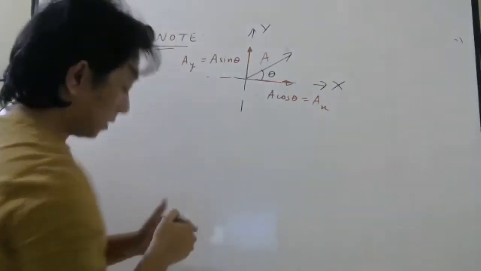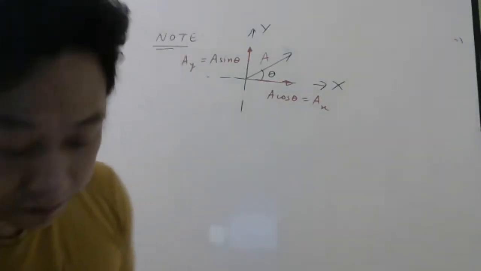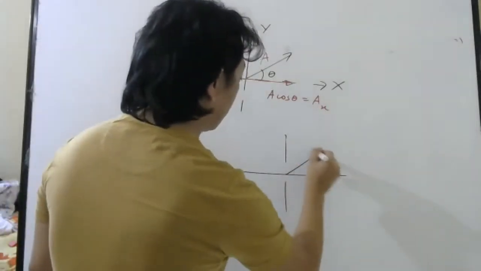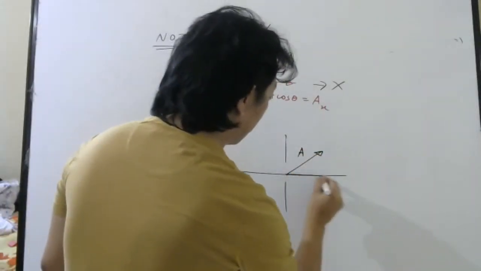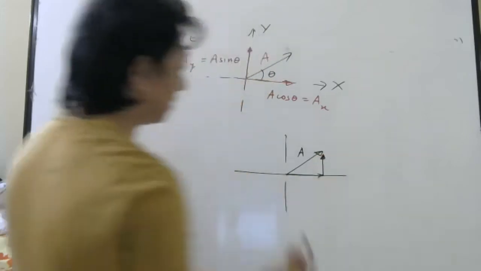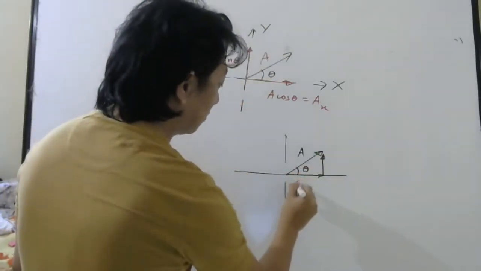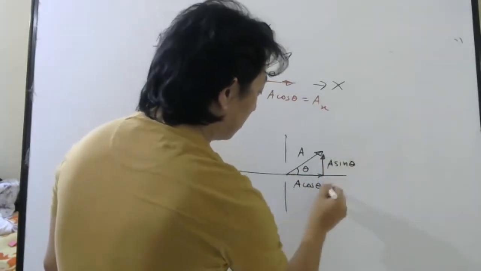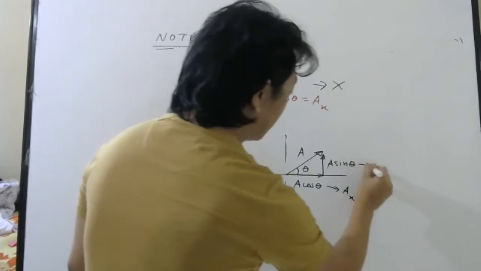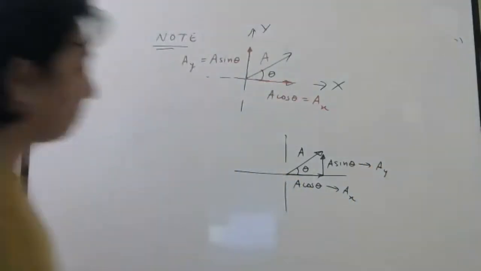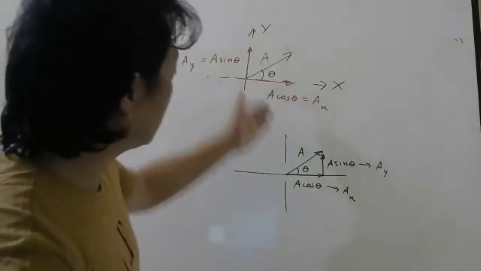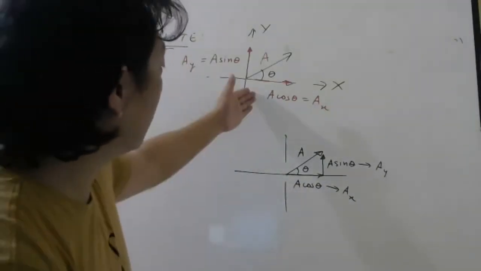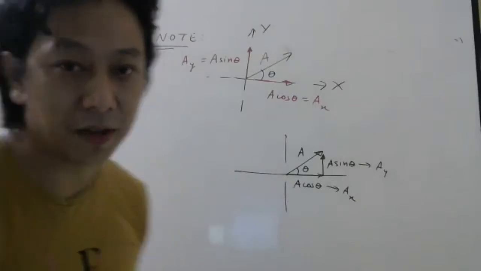Okay. Sometimes students will do like that. Sometimes students will do like this also. If this is your A, they will take one component here, one component here. It's the same thing. So if this is theta, this will be A cos theta, this will be A sin theta. So this is called your X component, this is called your Y component. Either you do this way or this way, it is the same thing.